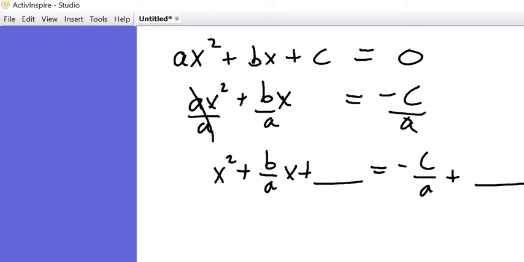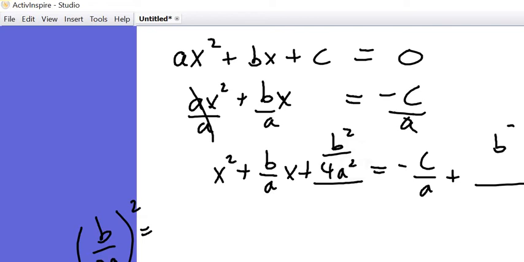So I've got b over 2a, and I need to square that. What does it give me? b times b is b squared over 4a squared. Yes. So that's what I add to both sides. Good job. Now, we've completed the square.